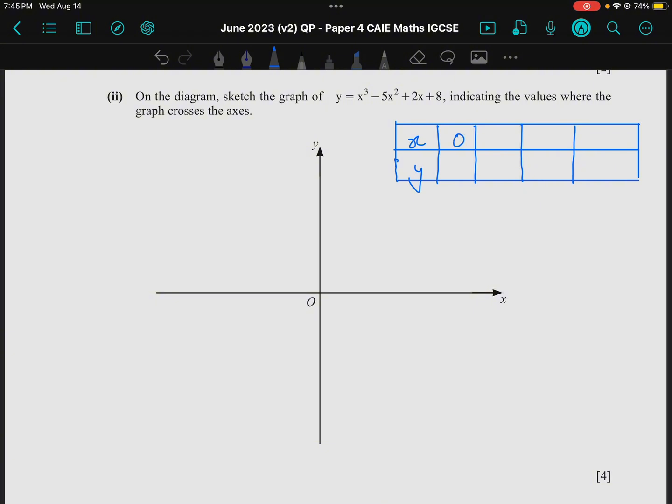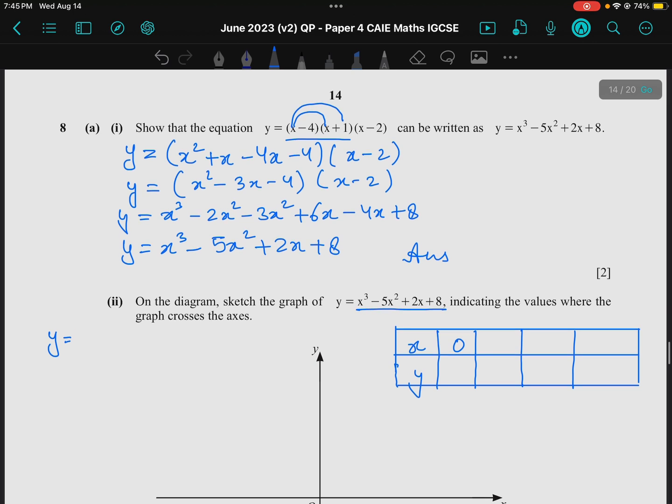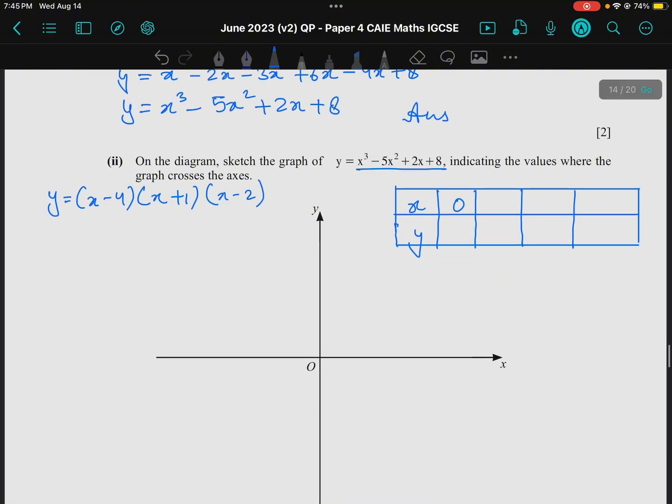When we take the value of x as 0, we know that this equation can be written as x minus 4, x plus 1, x minus 2. So when you put x equals 0, what will you get as the value of y? Minus 4, 1 and minus 2 when x is equal to 0.